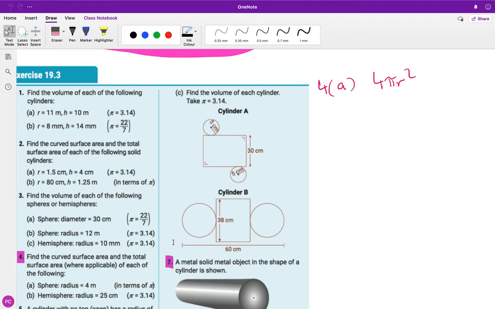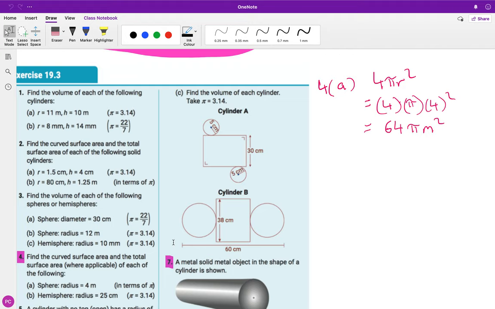Again, that formula is in the log tables, which we're going to be using a lot more of from now on. So in this case, it's going to be 4 times pi. It says in terms of pi, so we won't sub in for pi. And the radius they've given us is 4 meters, so 4 squared. 4 squared is 16, by 4 gives us 64 pi meters squared. And that's our answer to 4A. We don't have to find the total surface area separately because the total surface area of a sphere is the same as the curved surface area, because the whole thing is curved.